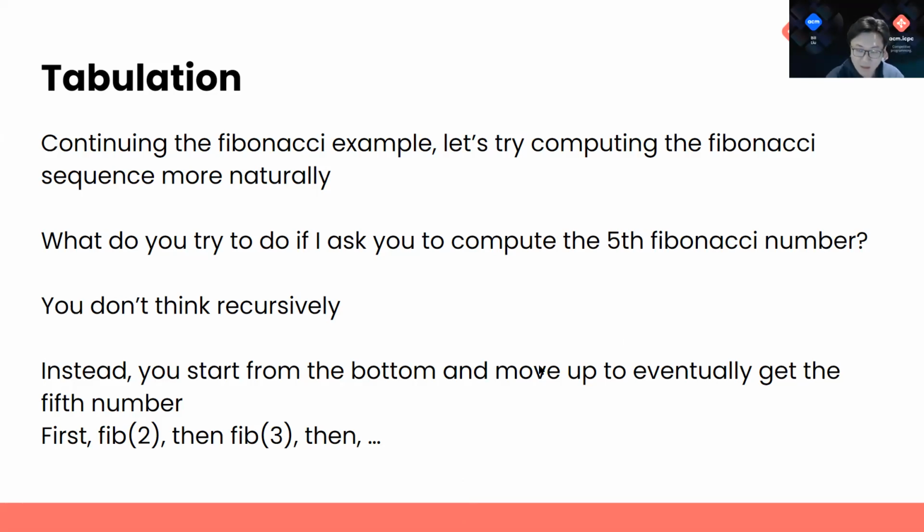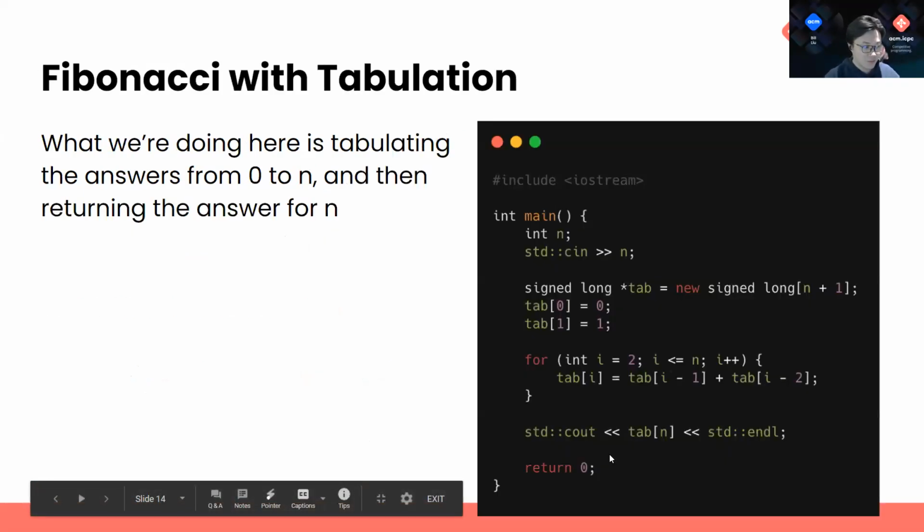So here we can look at some code for our final Fibonacci solution. Basically, what we're doing here is tabulating the answers to the Fibonacci sequence from 0 to n, and then returning the answer for n. All we're doing is one for loop, and we don't have to make n function calls. We just have to make one function call this time, which is the main.